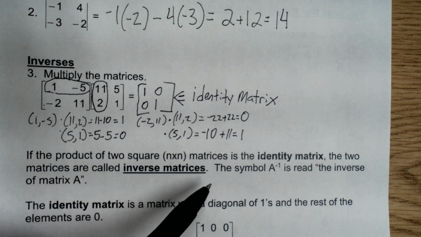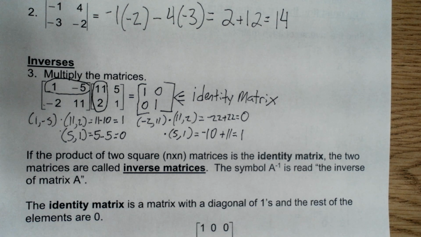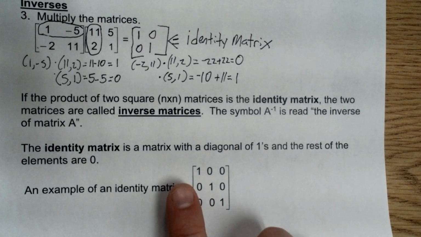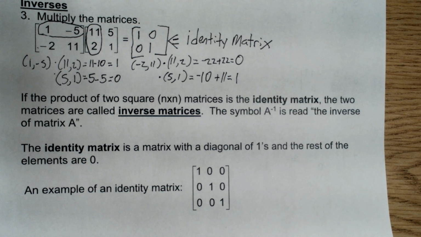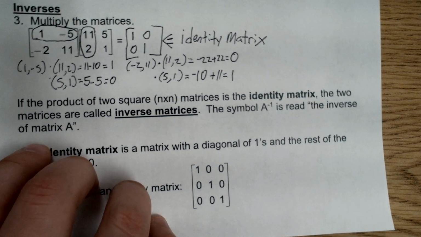So we will show that by saying A to the negative first, which reads as, what is the inverse of matrix A? The identity matrix for anything has a diagonal of ones, and then the rest of them are zeros. And you probably noticed that when we multiply by this, we end up getting the same numbers, because it gives you the identity of whatever you're multiplying it by, or the same thing.